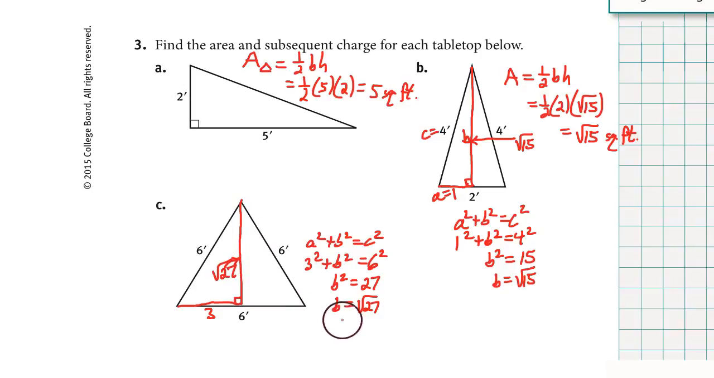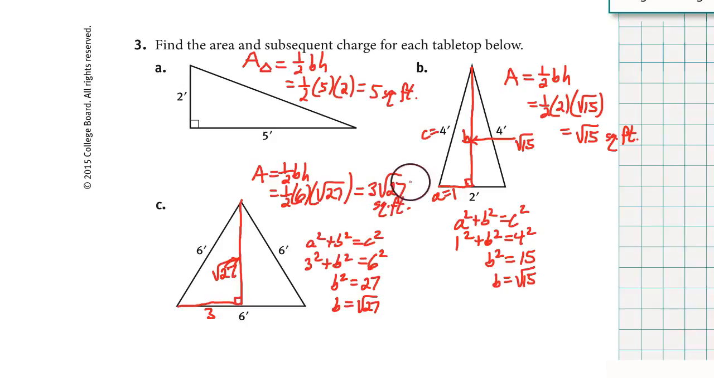Now we can use the formula for area. Area equals 1/2 times base times height, which is 1/2 times 6 times the square root of 27. This answer is 3 square root of 27 square feet. You certainly can take a calculator and find out what this answer is as a decimal.